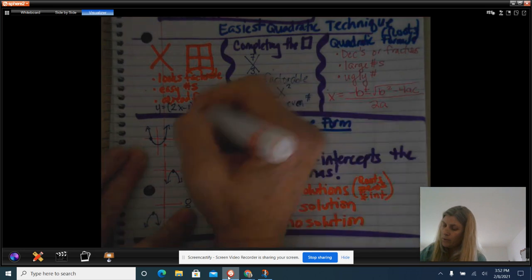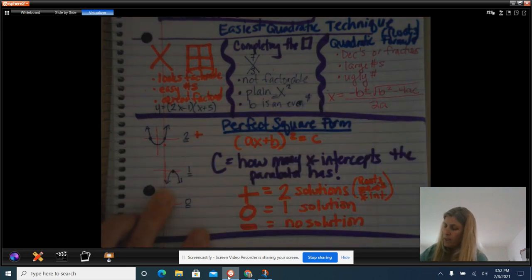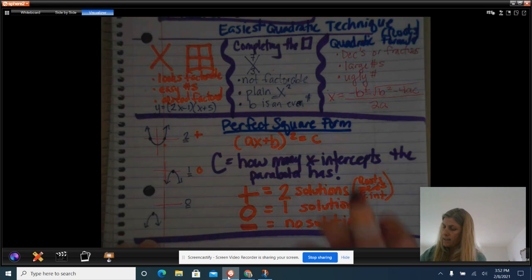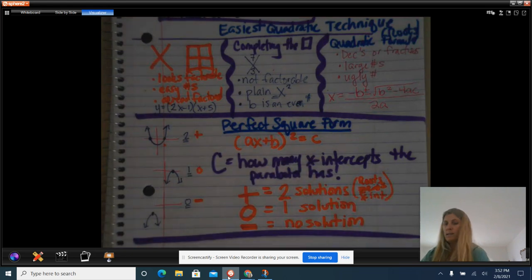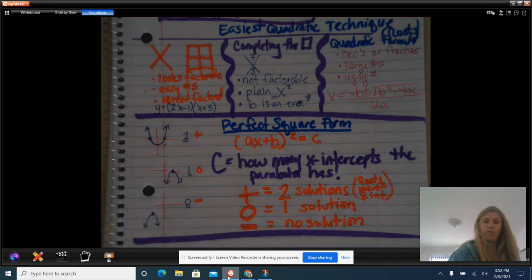So when there are two roots, it's a positive number. When it touches once, it's a 0 for c. And when we have no roots, it never crosses the x-axis, then we know that constant is negative. So that's what we have for perfect square form.